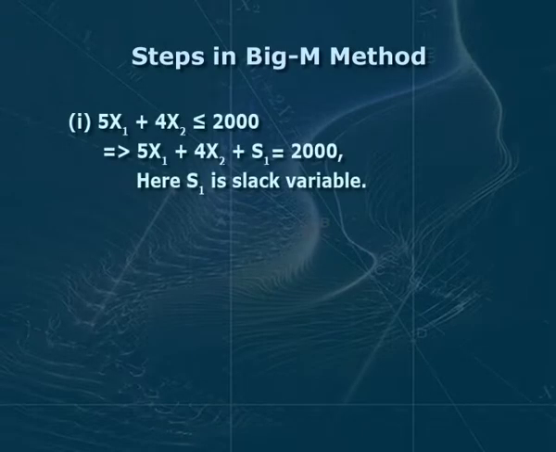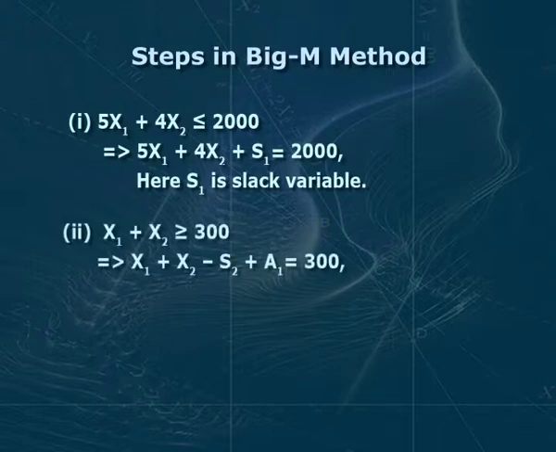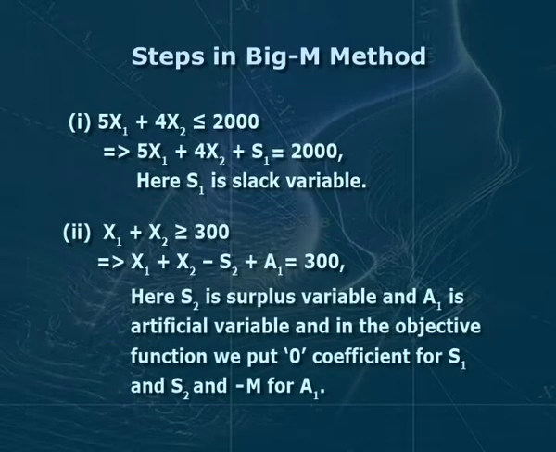As for example, number 1, 5x1 plus 4x2 less than or equal to 2000, which implies 5x1 plus 4x2 plus s1 equals 2000. Here s1 is a slack variable. Second, x1 plus x2 greater than or equal to 300. Then we write x1 plus x2 minus s2 plus a1 equals 300. Here s2 is a surplus variable and a1 is an artificial variable. In the objective function, we put 0 coefficient for s1 and s2 and minus M for a1.